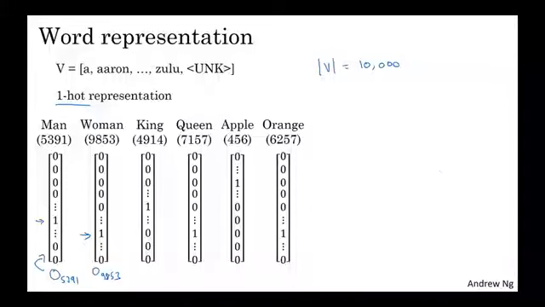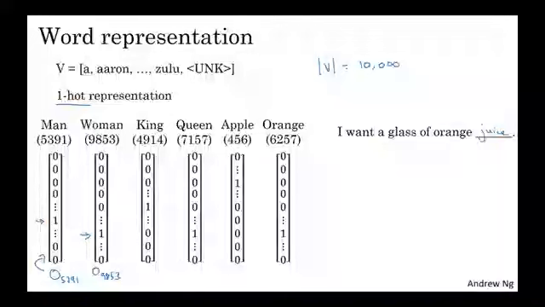One of the weaknesses of this representation is that it treats each word as a thing unto itself, and it doesn't allow an algorithm to easily generalize across words. For example, let's say you have a language model that has learned that when you see I want a glass of orange blank, well, what do you think the next word will be? Very likely to be juice.